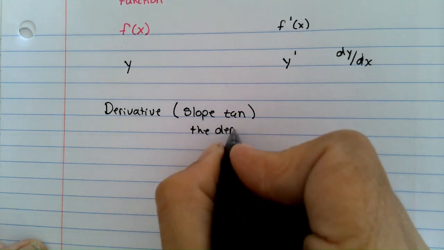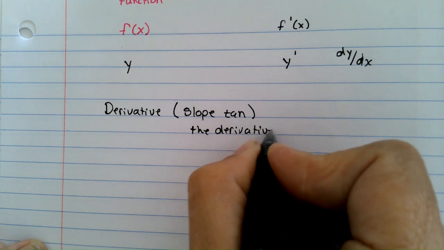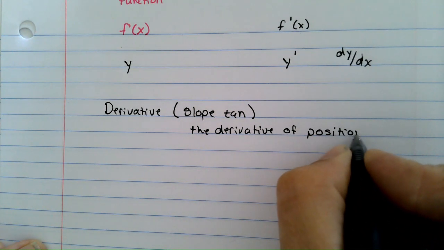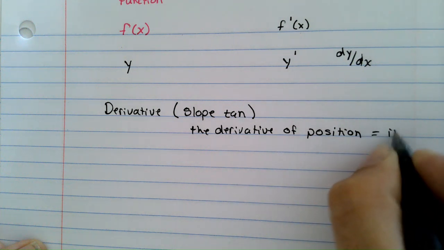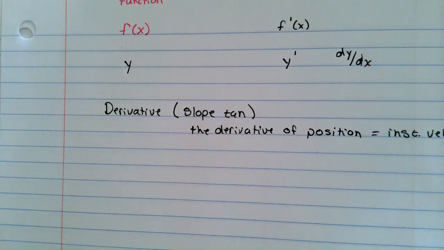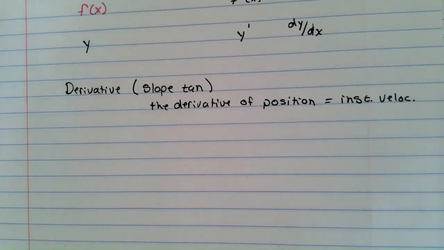The derivative of position gives you instantaneous velocity. Just remember all that. All those vocabulary words go together, because we're going to know how fast a particle is moving, when does it impact, how fast is it moving upon impact, things like that.